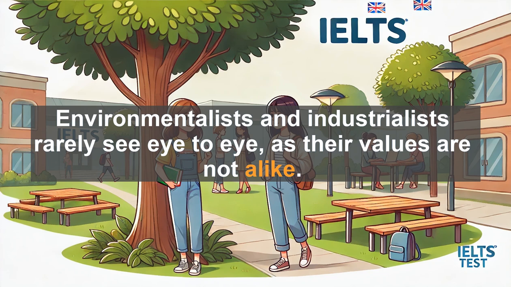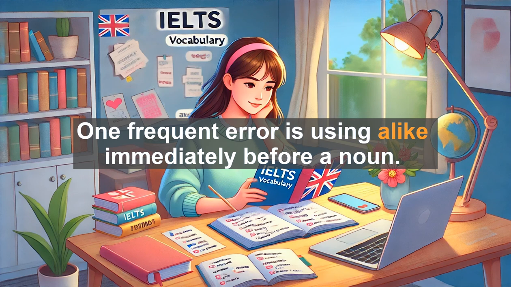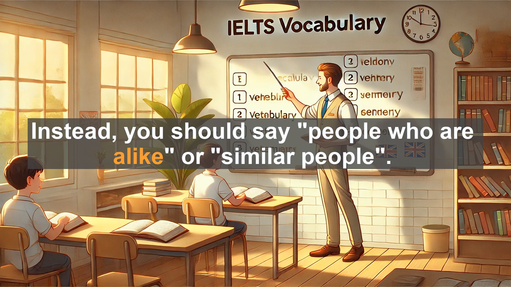Environmentalists and industrialists rarely see eye to eye, as their values are not alike. Common errors in use. While alike is a relatively straightforward word, there are some common mistakes to avoid. One frequent error is using alike immediately before a noun. For example, it's incorrect to say alike people. Instead, you should say people who are alike or similar people.